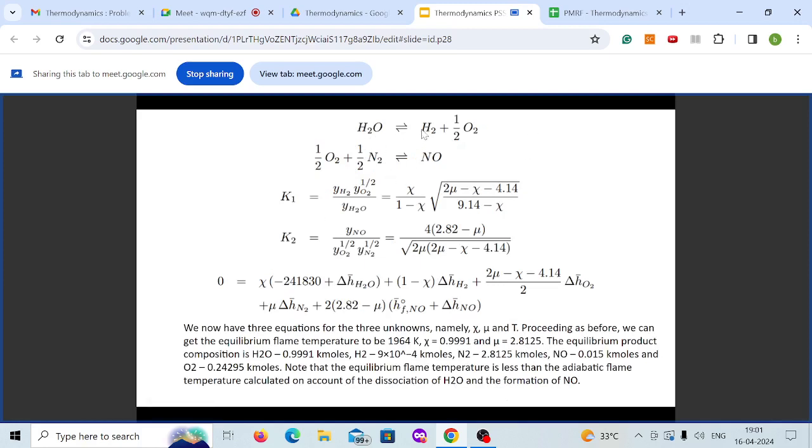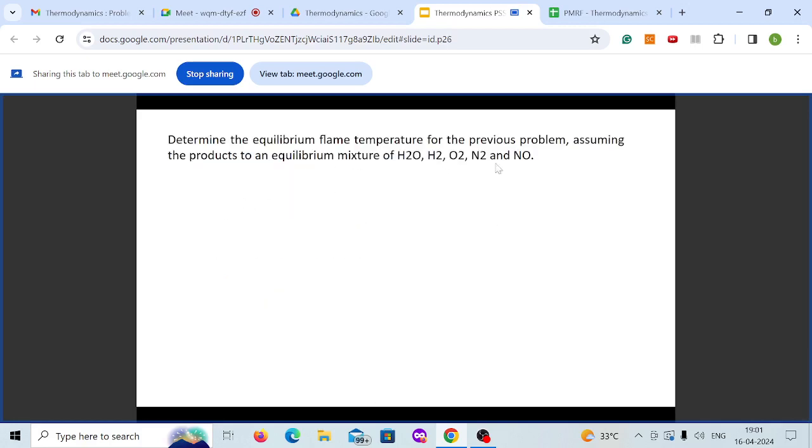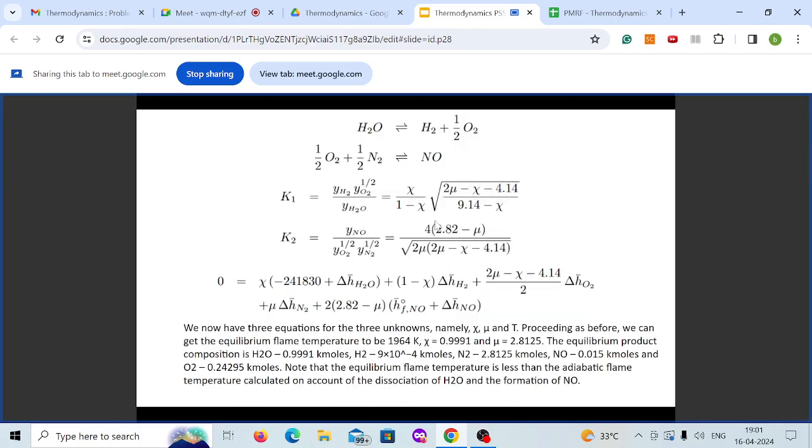H2O gives H2 plus half O2, and half O2 plus half N2 gives NO. So similarly we will write K1 and K2 values for the two expressions, substituting the mole fractions of each of the components. So again in this case we need to find out the equilibrium mixture and the flame temperature.